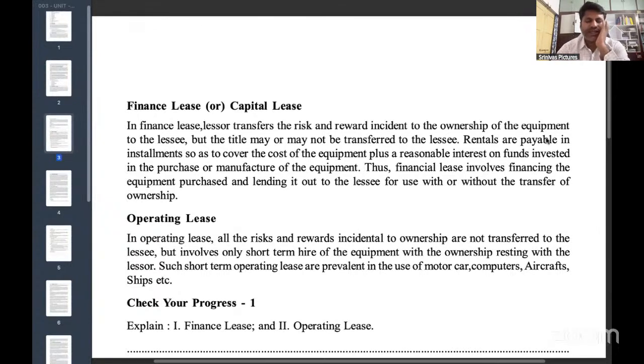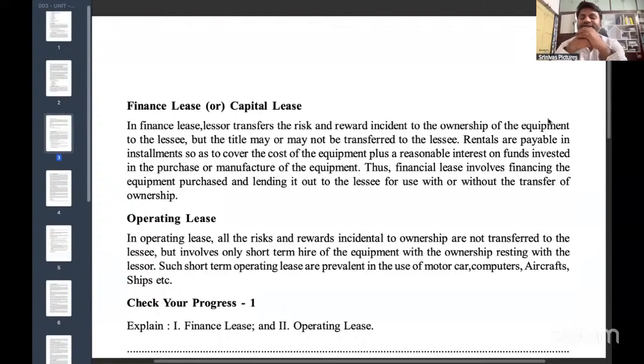First, the finance lease, or capital lease. In this case, the lessor transfers the risk and reward incident to the ownership of the equipment to the lessee. See, as I already explained, there are two parties involved. The first one is the lessor and the second one is the lessee. Who is the lessor? The person who transfers the property, the owner, who agreed to receive some amount and transfer his property for the use of the lessee in future. So this is called the lessor.